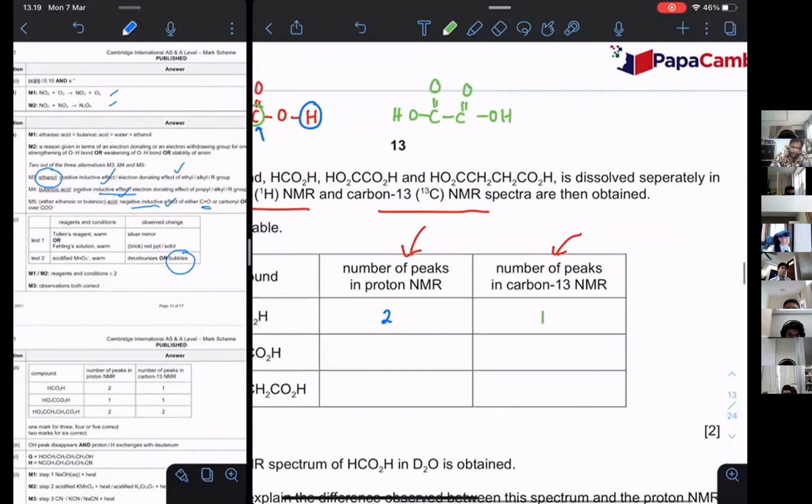You can see here, this environment is the same as this environment. They are going to be the same, so there is only one peak in the NMR. Yeah, so you just need to figure out that. And then the number of carbon-13 NMR peaks.